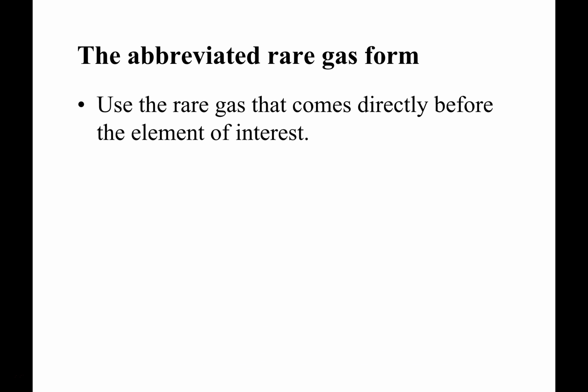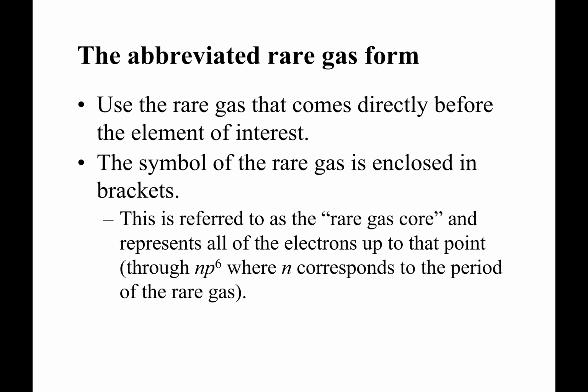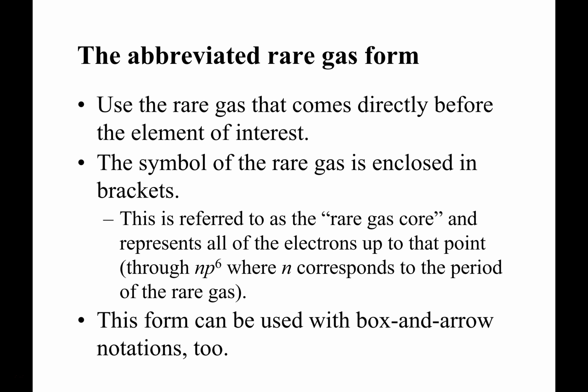So, rules for using the abbreviated rare gas form. You have to use the rare gas that was in the period directly before the element of interest. You can't just pick which one you want. Okay. You need to use square brackets, and that will be what we call your core. And it says this form can be used with box and arrow notations. I don't think so.